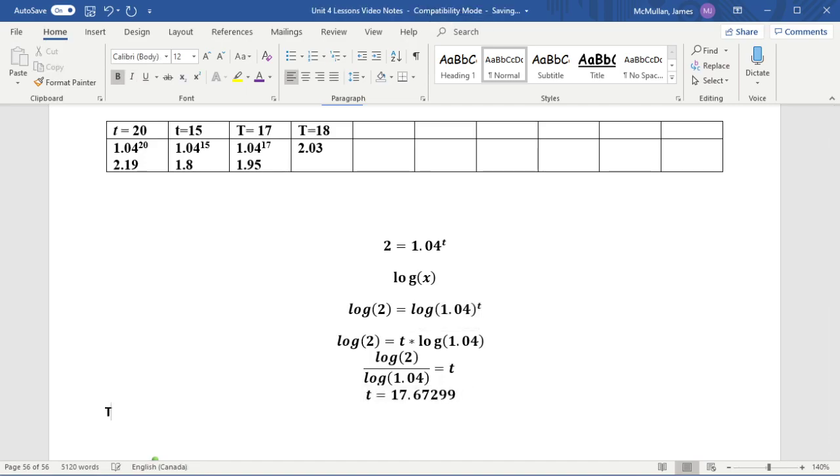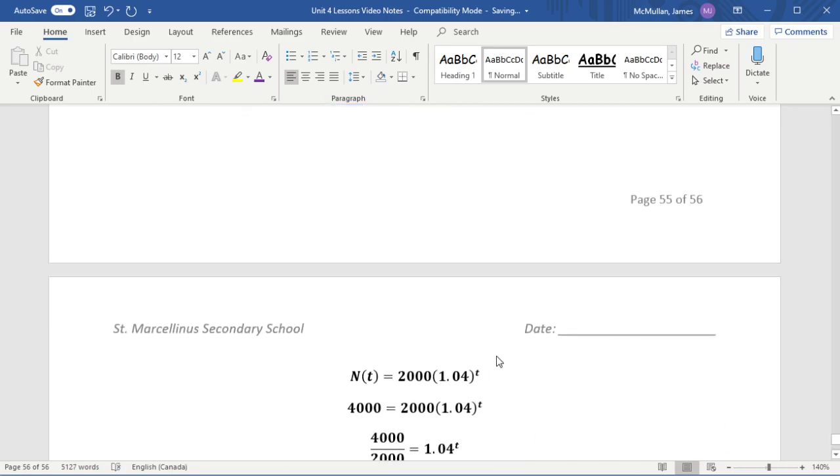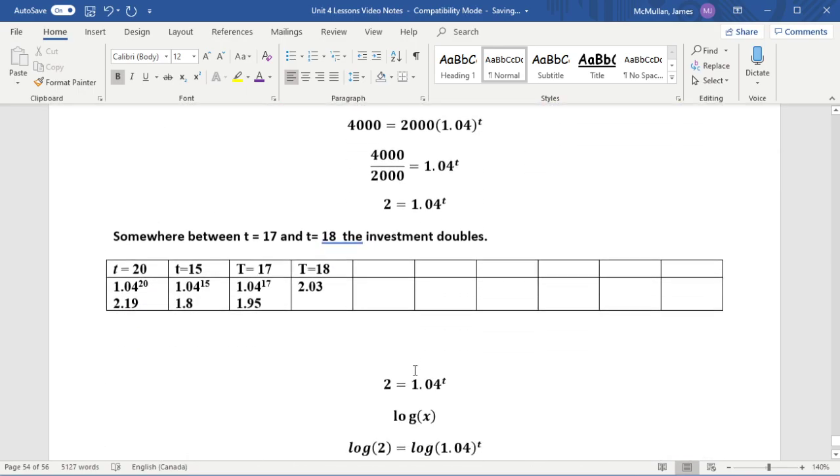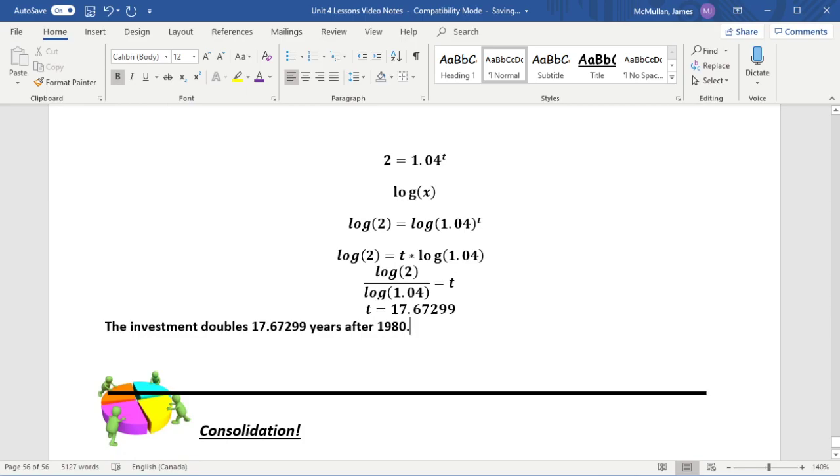And this would say the investment doubles 17.67299 years after 2000. Sorry, I said 1980 at first, but when we started this, it was the year 2000. So the year 2017.